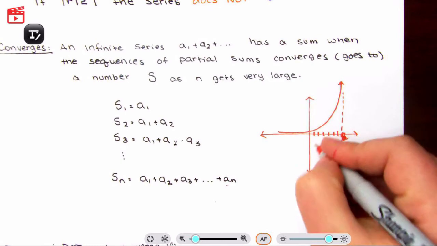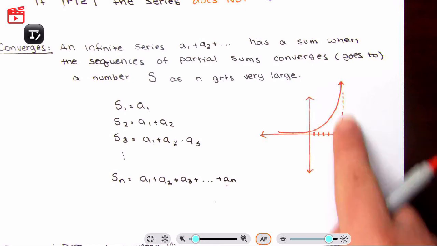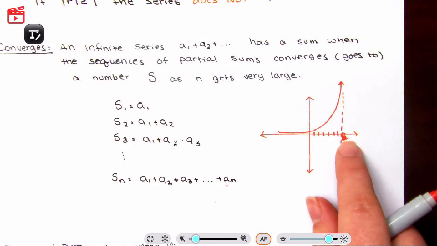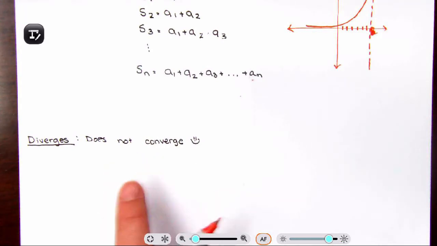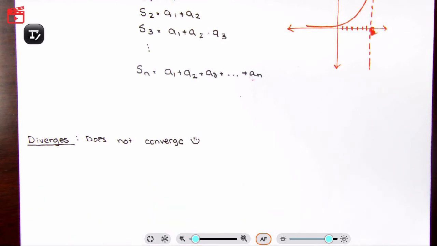So if we have more terms, if we have 30 terms, we get closer to B. If we have 50 terms, we get even closer to whatever number this is. If we have 1,000 terms, we get even closer to this B. The sum converges. Now, the opposite is also true. If it does not converge, this is called divergence. If we do not get exponentially close to one specific value, that means we do not have a sum.